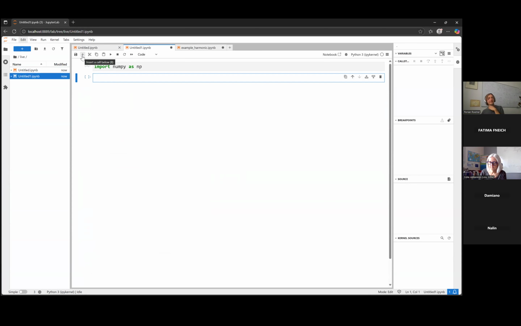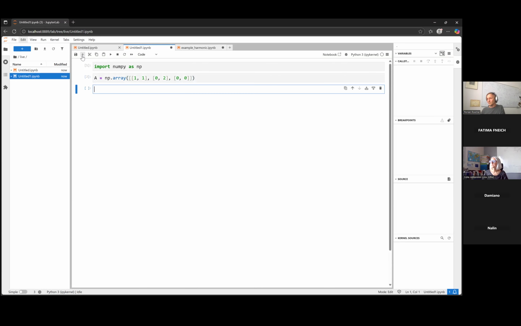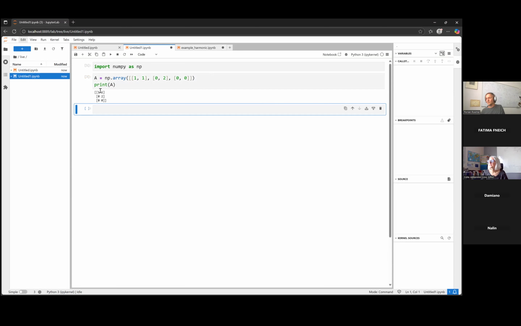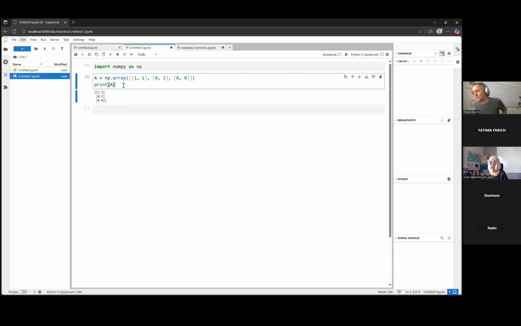So let's say that we have such a basis. I called it A before. So let me make an example, just doing 1, 1, 0, 2, 0, 2, and 0, 0. So that would be my matrix. Let's see if I got what I wanted. Print A, yes. So you can see it's a matrix with 2 columns. So it spans a 2-dimensional subspace of R^3.